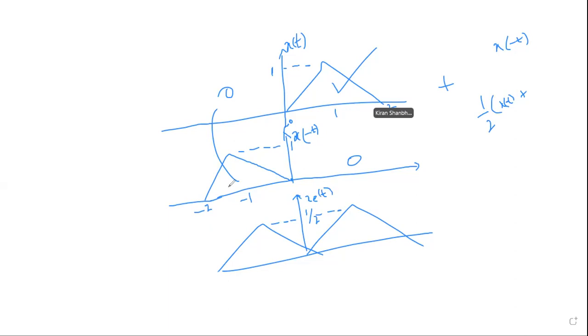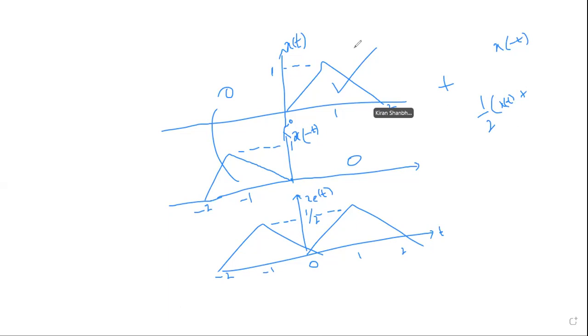Are you convinced with this answer? Minus 2, minus 1, 0, 1, and 2. Is anybody not convinced with this answer? The even component is what we wanted to find, and there we have the even component.